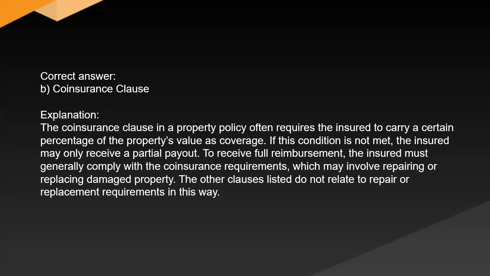The coinsurance clause in a property policy often requires the insured to carry a certain percentage of the property's value as coverage. If this condition is not met, the insured may only receive a partial payout. To receive full reimbursement, the insured must generally comply with the coinsurance requirements, which may involve repairing or replacing damaged property. The other clauses listed do not relate to repair or replacement requirements in this way.